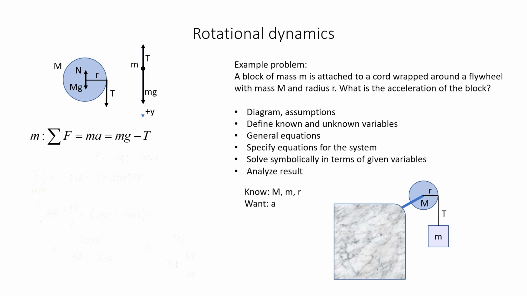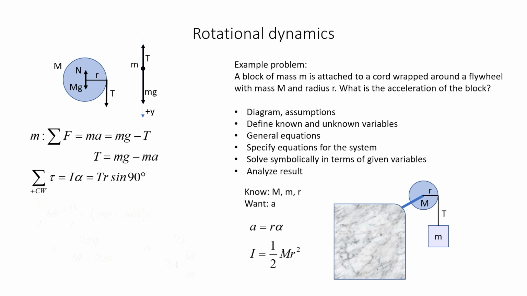Start by doing a sum of forces for the small block. Sum of forces equals ma equals mg minus tension. Our torque equation, notice we have it plus clockwise to keep a and alpha both being positive in the same sense. Sum of torque equals I alpha equals the tension times r times sine 90 degrees. I can solve my first equation for tension. Tension equals mg minus ma.